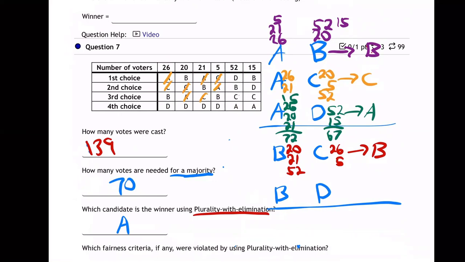So A and C are out because it's just a comparison with B and D. All right, U26, who do you like better? B. I bet B's going to win. And U20, who do you like better? B. And U21, who do you like better? B. Yeah, he's getting it.